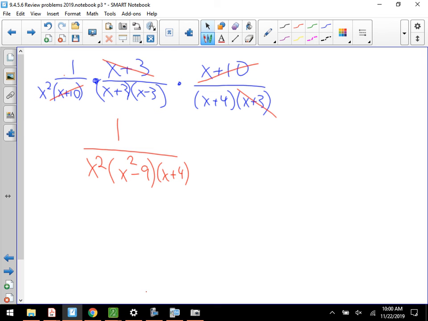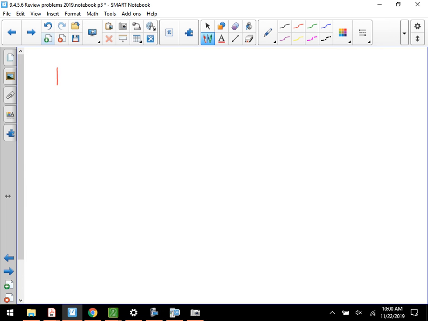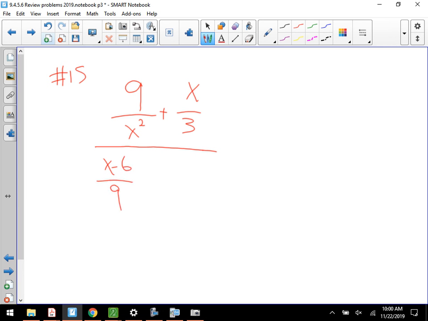So, like I was saying, on some of these sheets, I'm looking at number 15, and it's a complex fraction. Okay, it's a complex fraction, but the values aren't terrible.